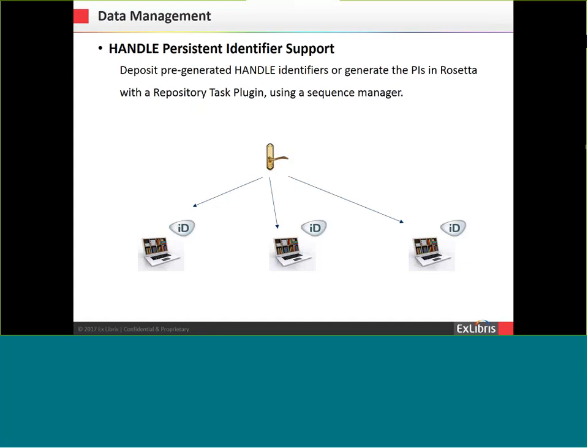So what we have added support for is, first of all, several identifiers which are supported out of the box, but adding different types of persistent identifier is also very easy to do. Institutions can either deposit pre-generated handle identifiers or generate the identifiers in Rosetta with a repository task plugin, which we'll show you in a second, using a sequence manager which has been added. A very easy to use, intuitive sequence manager.